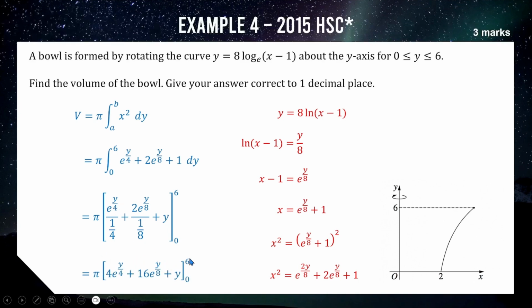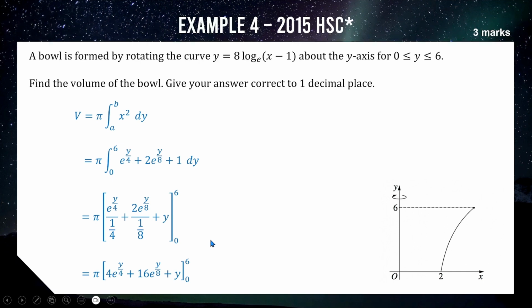We're going to chuck in y equals 6, and we're going to chuck in y equals 0. Y equals 0 is not going to make everything equal to 0 because e to the 0 is equal to 1. So we are going to get some values. We'll do that over here. Yep, just here. Okay, cool.